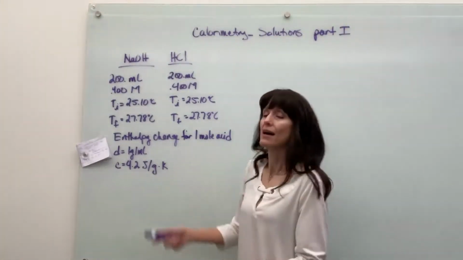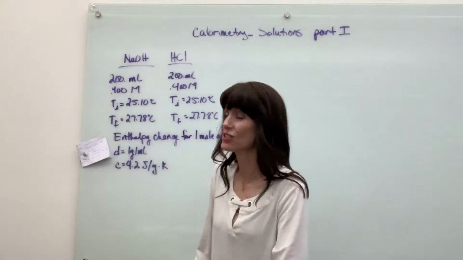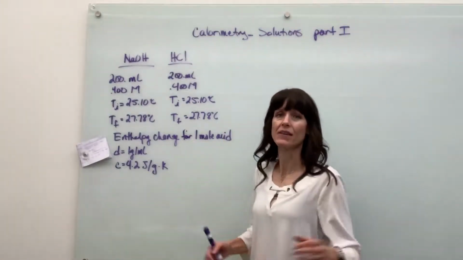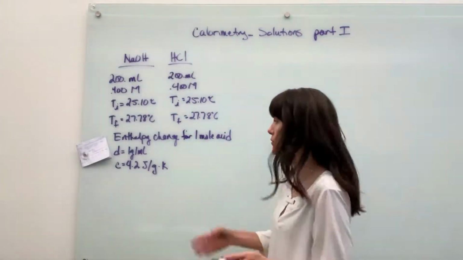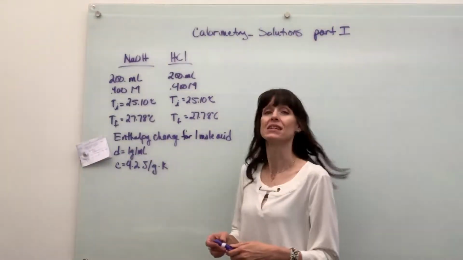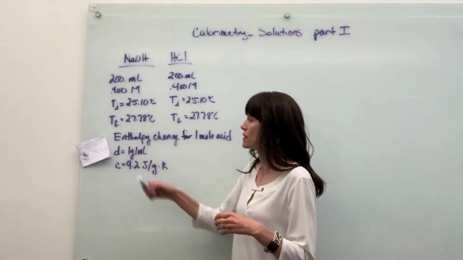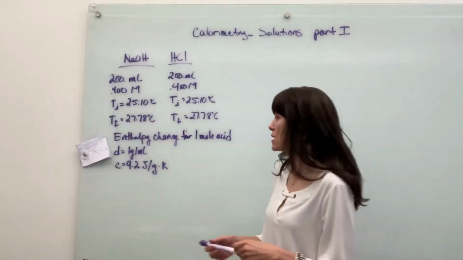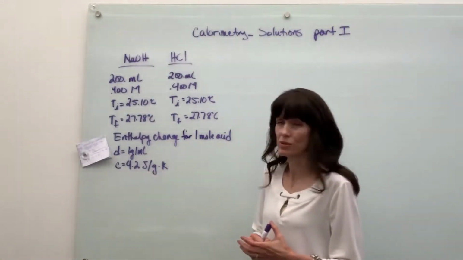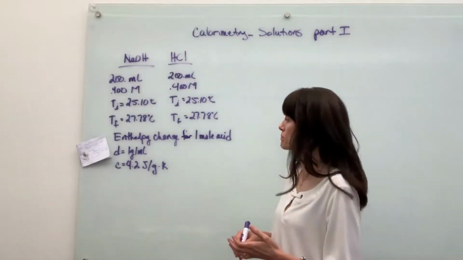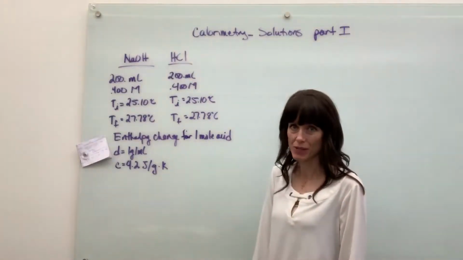They ask for the enthalpy change for 1 mole of the acid, and then give this little parenthesis side note: assume that the density of the solutions is 1 gram per mL, and the specific heat of the solutions is 4.2 joules per gram times Kelvin. All right, where to begin?